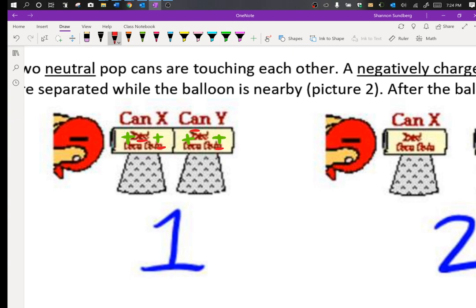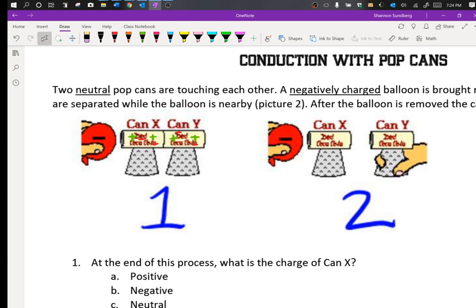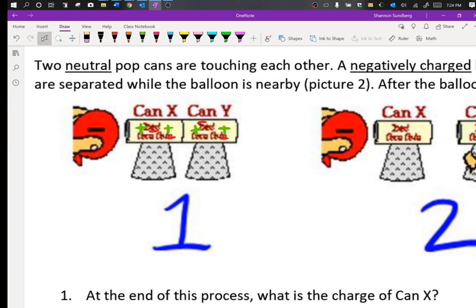Okay. Now, we know that negative things do not like other negative things. So when I bring that negatively charged balloon close to those pop cans, what's going to happen is those negatives are going to run away. They're going to go as far as they possibly can. So they're actually going to go this way. Okay, so I'm going to just erase these and put them all over here. Oops, lost a proton. Okay, so they're going to run away.